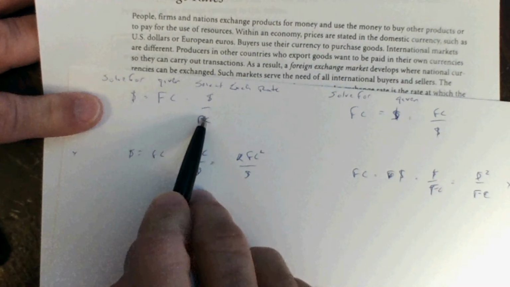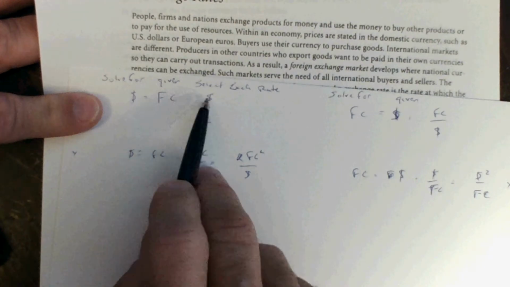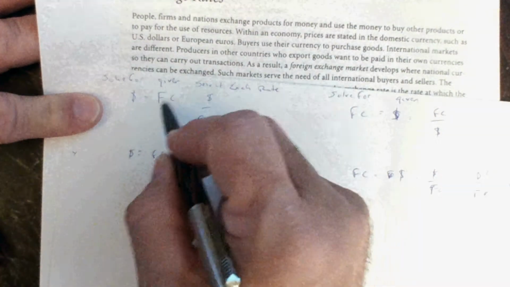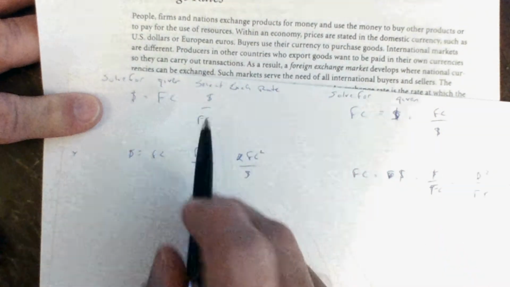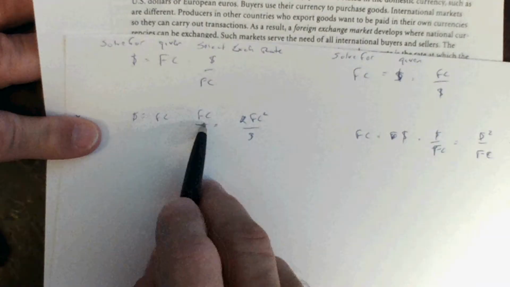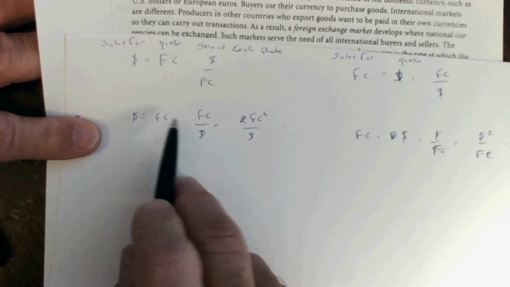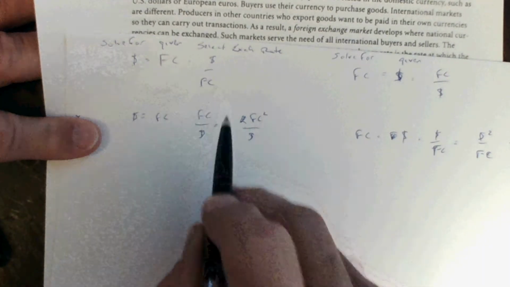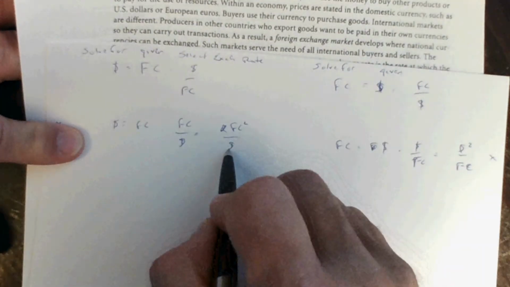If you make a word problem out of this, foreign currency times dollars per foreign currency, the foreign currency term will cancel out, and whatever number is left has to represent dollars. If instead you try to use the wrong exchange rate and go dollars equals foreign currency times foreign currency divided by dollars, what you end up with is foreign currency squared divided by dollars, which is meaningless.